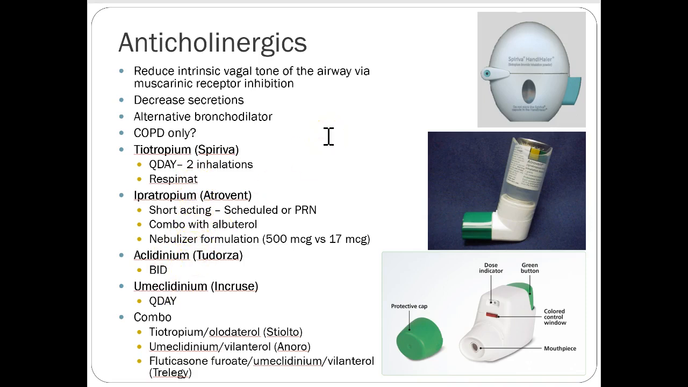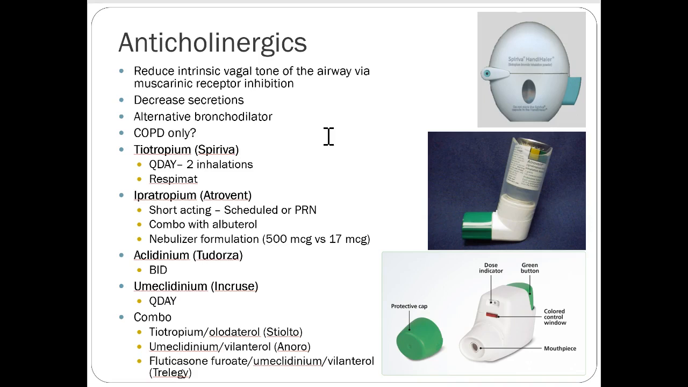Ipratropium or Atrovent is a short-acting anticholinergic. This is something that sometimes people will schedule. This was probably more so when people couldn't really afford tiotropium, and this was the only other option. They would schedule it like 4 times a day. You would take an Atrovent inhaler. Some people use Atrovent as a rescue medication too, but it doesn't work quite as well as plain albuterol. And usually, if they're going to do that, they would combine it with albuterol.